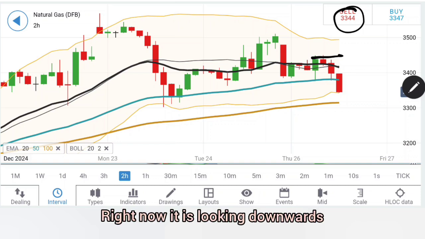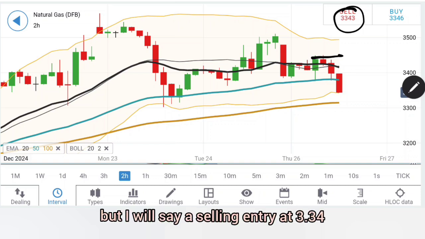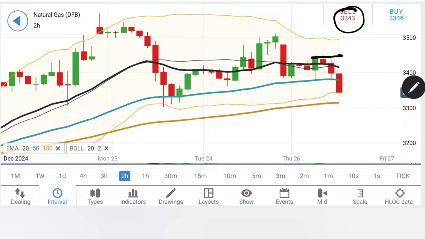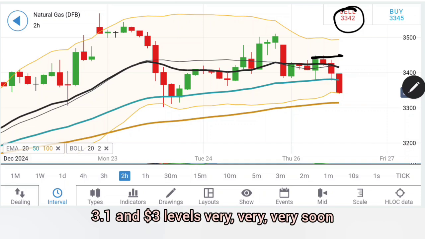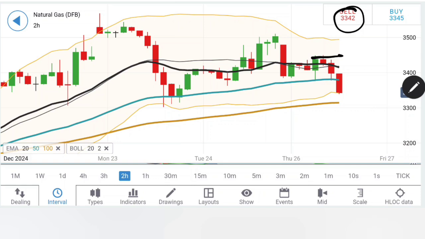Right now it is looking downwards. It can try to retrace, but I will say a selling entry at 3.34 where you can expect 3.3, 3.32 as the first target zone, 2.86, 2.84 as the next. And if that is taken, stay short for 3.2624 as the next. And if that is taken, stay short for 3.2, 3.1 and $3 levels very, very soon. Trade accordingly. Let's move to Nasdaq.